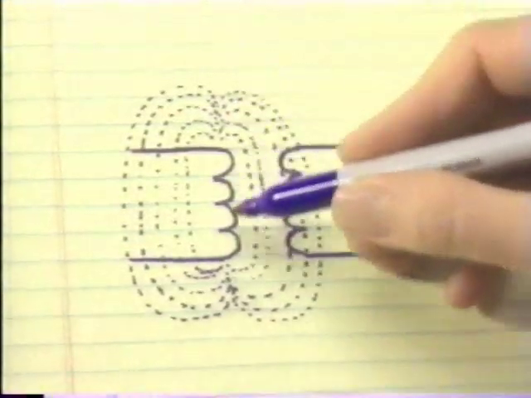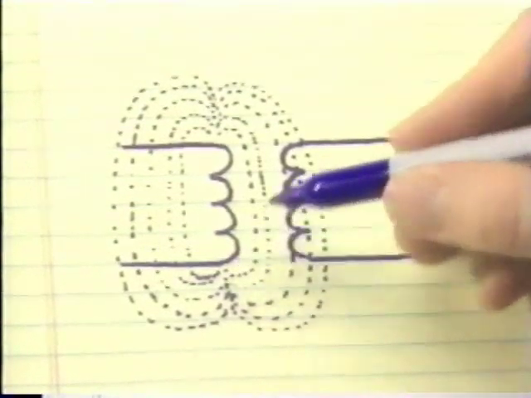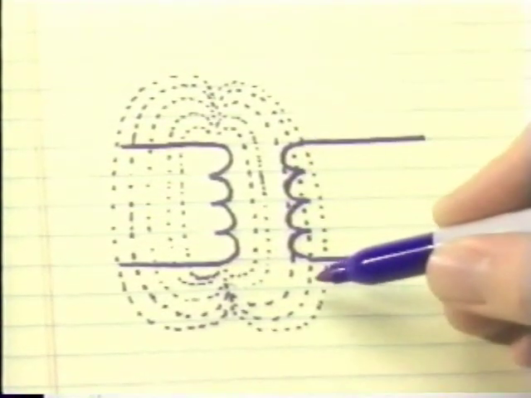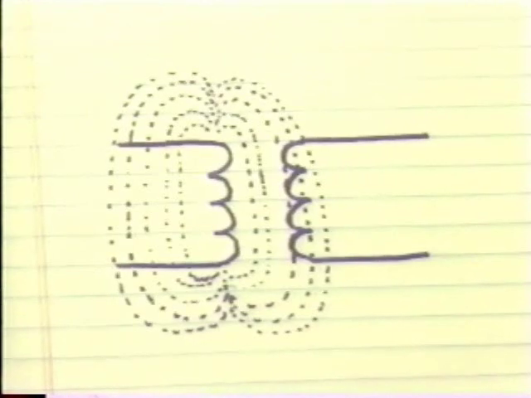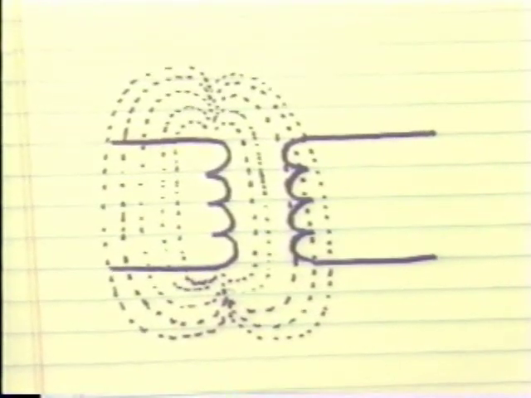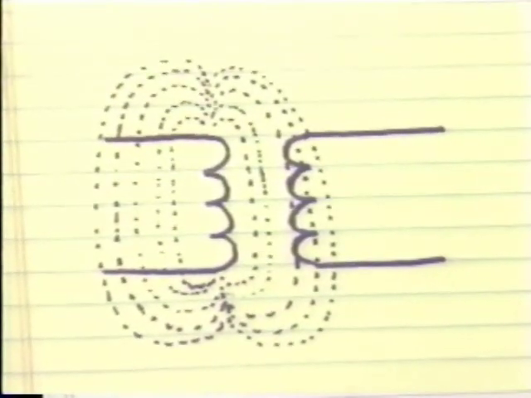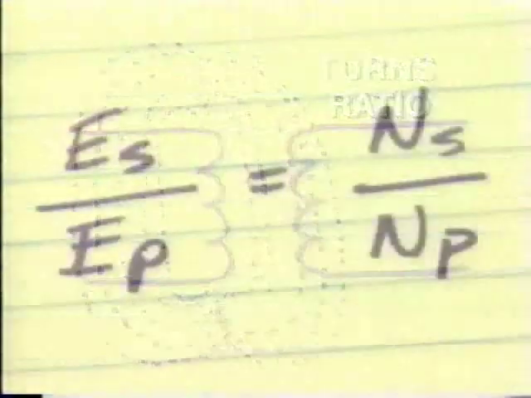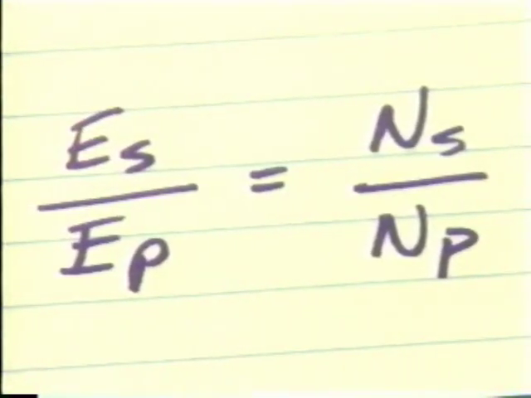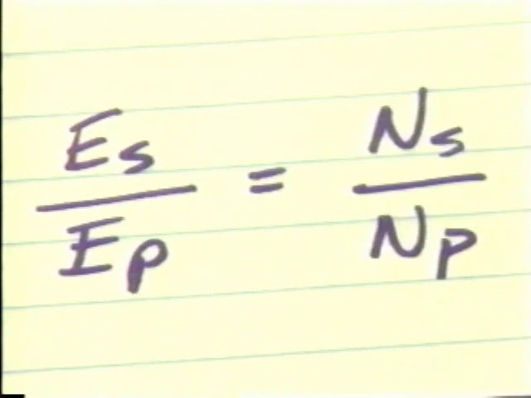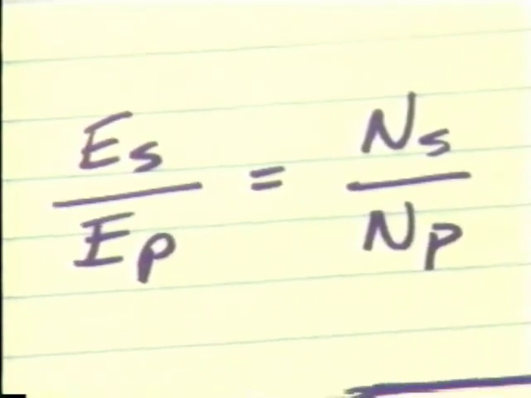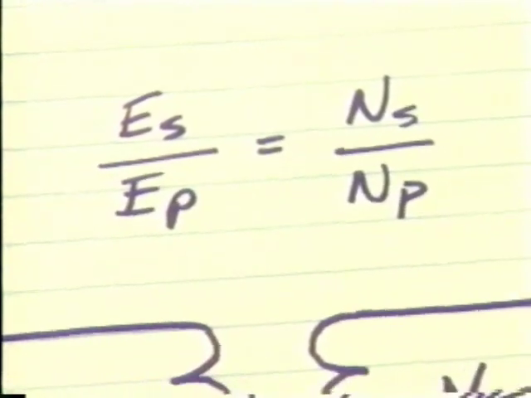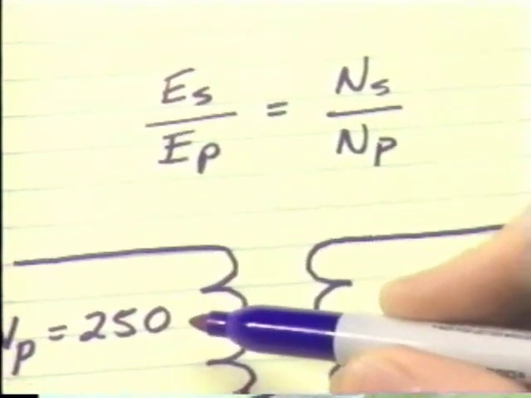Assuming that all the magnetic lines of force from the primary cut through all the turns of the secondary, the voltage induced in the secondary will depend on the ratio of the number of turns of wire in the secondary winding to that of the primary. This ratio is referred to as the turns ratio of the transformer. This can be stated as the voltage E of the secondary divided by the voltage of the primary equals the number of turns N in the secondary divided by the number of turns in the primary.